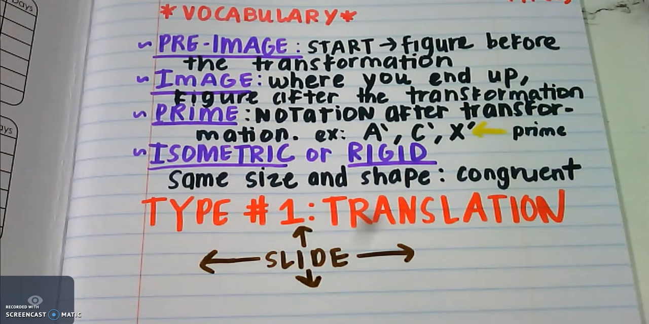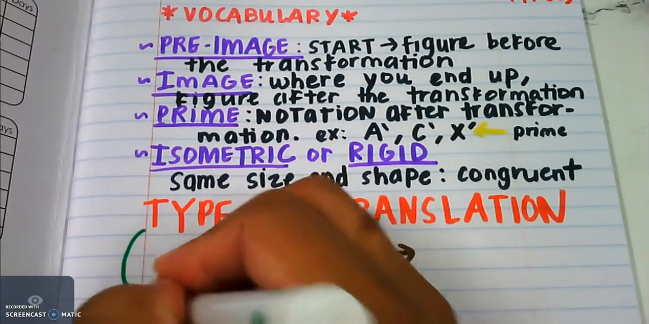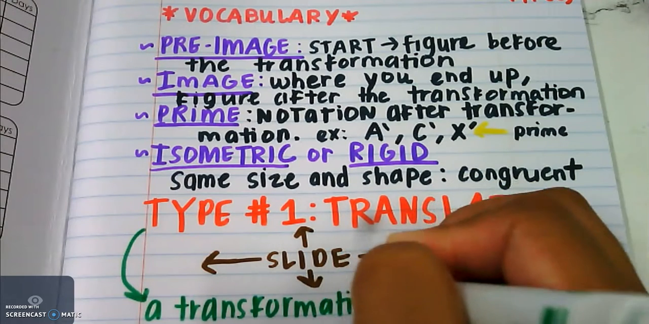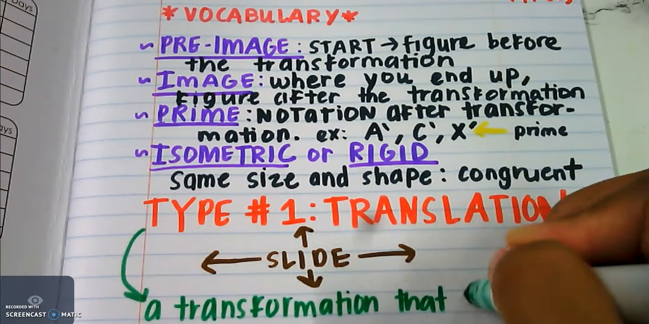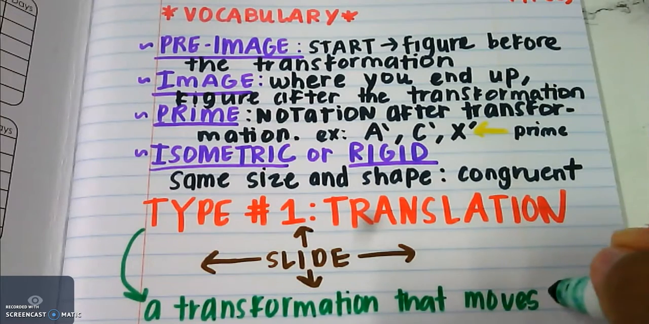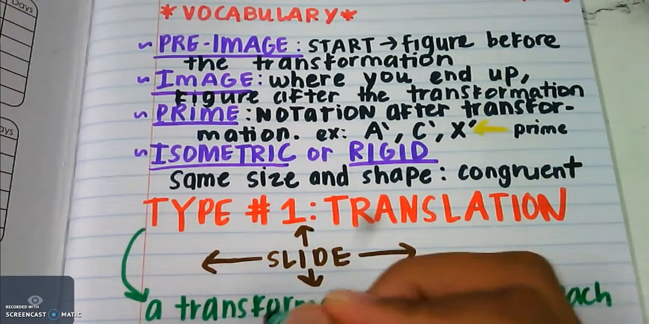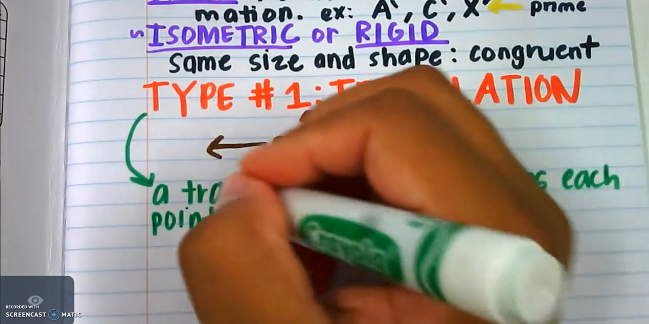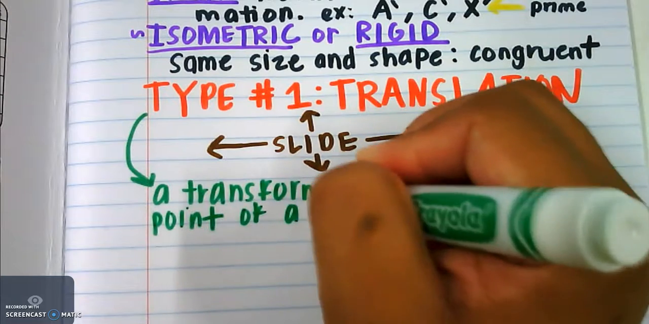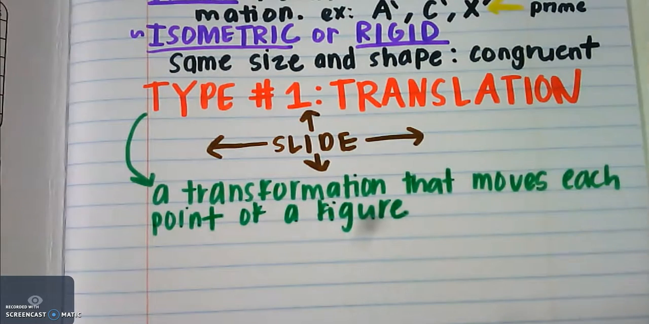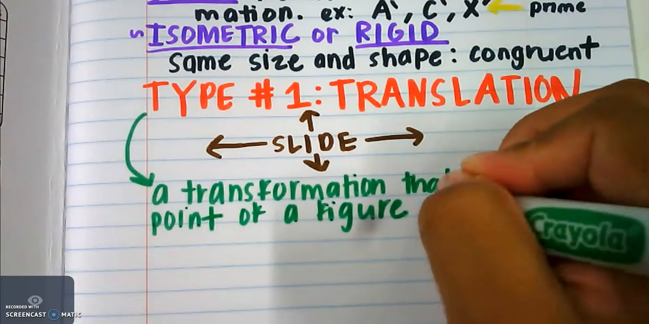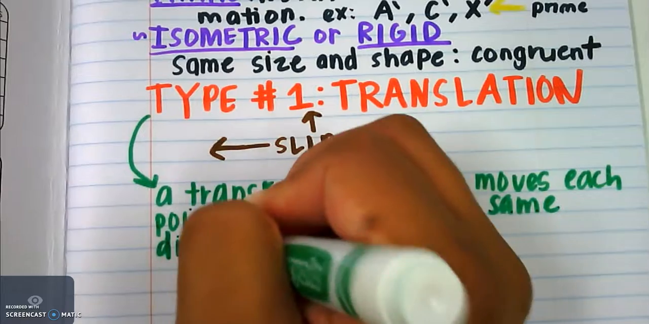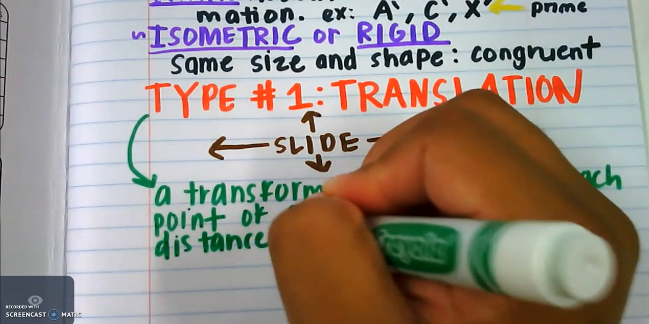So, let's write our definition of translation. A transformation that moves each point of a figure the same distance and in the same direction.